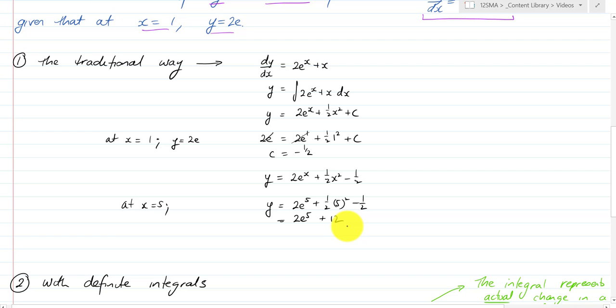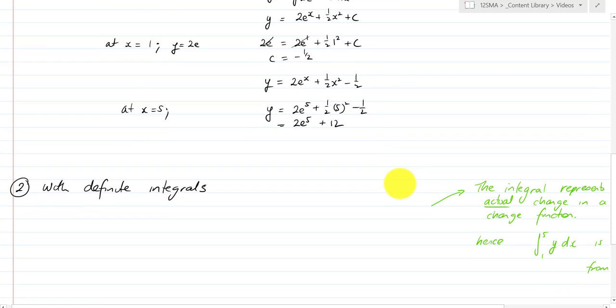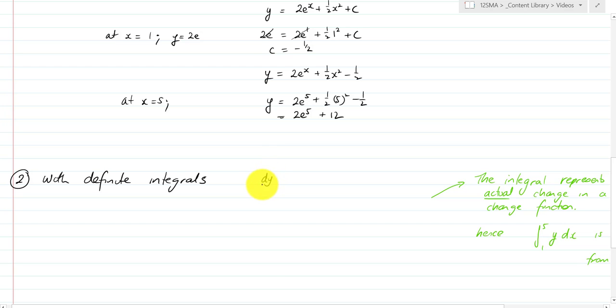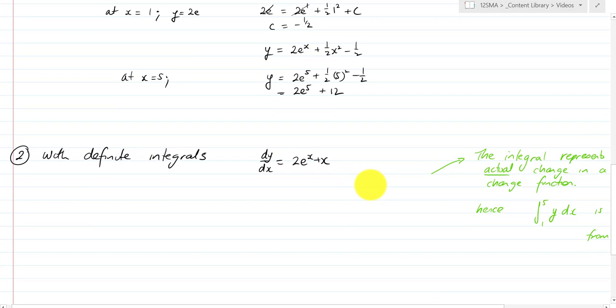Now, with definite integrals, we start with our function, dy dx is equal to 2e to the x plus x, but we have boundaries and we have known values of boundaries. So we can write down that y is equal to the integral between 5 and 1 of 2e to the x plus x dx.